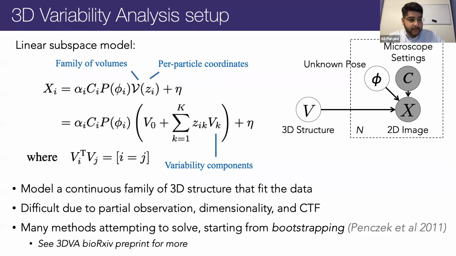The second thing is the dimensionality of the problem. As an optimization problem, the number of parameters is huge. There are so many voxels in each V_k, and so many z values that we have to optimize over.